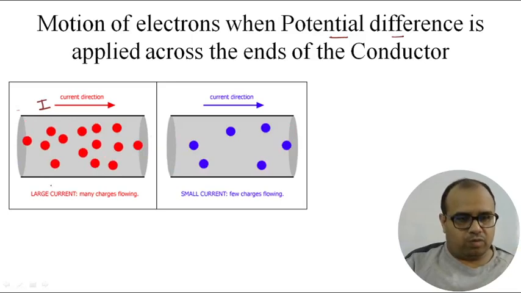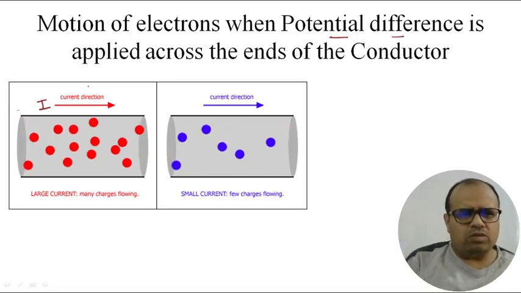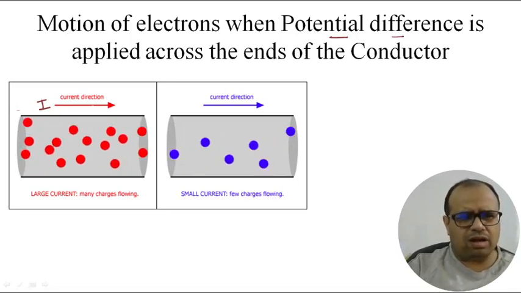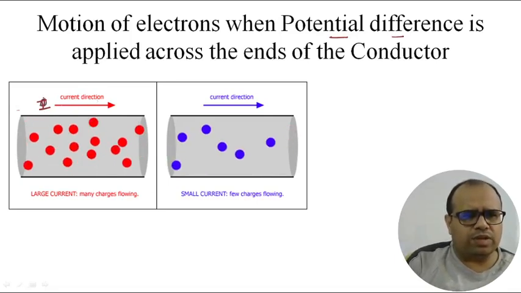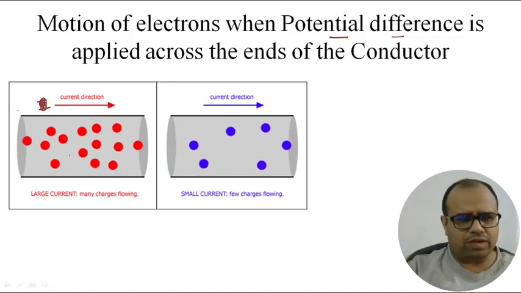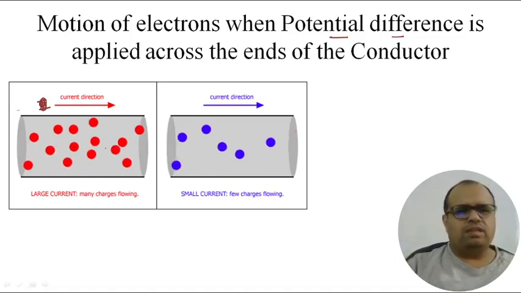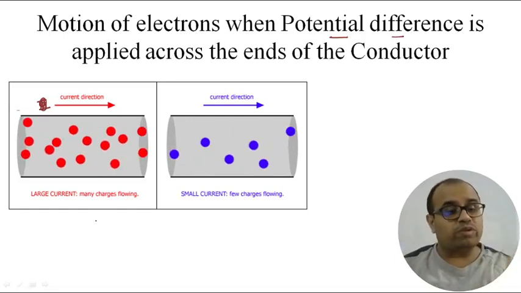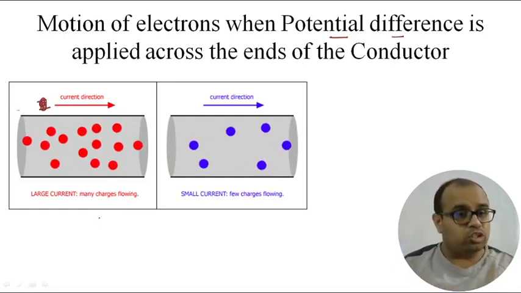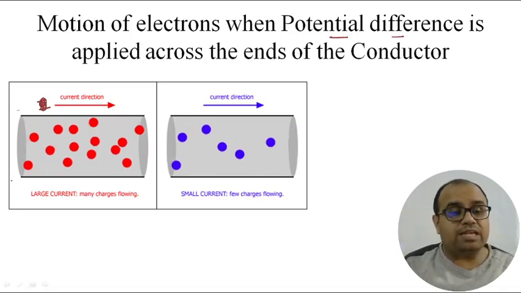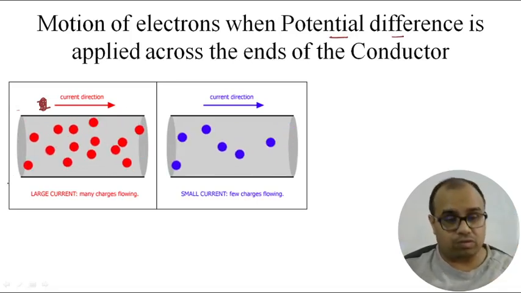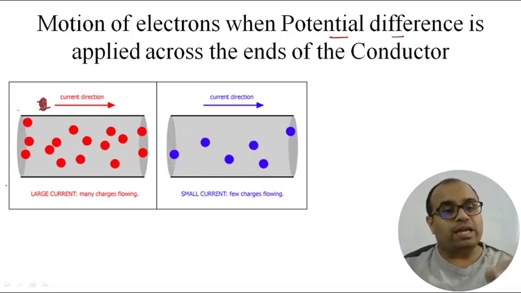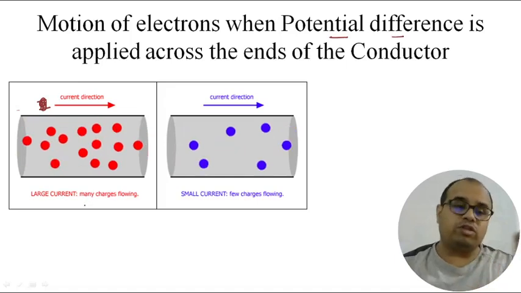Now you see here that electrons are undergoing random motion. Here they have shown the current direction, but basically it is not the conventional current, it is the electron current, because here we are showing the electrons. These electrons are moving from left to right. It means that there is directional motion of the electrons.